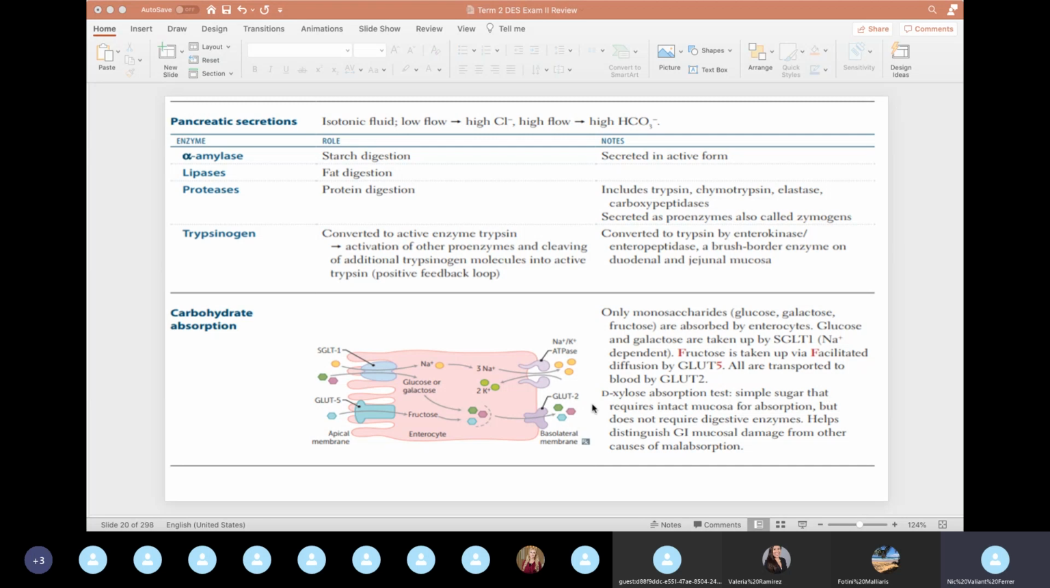Another high yield point here is the D-xylose absorption test. I think you can know more of this in term 4. This is a simple sugar that requires intact mucosa for absorption, but it does not require digestive enzymes. So it helps you distinguish between GI mucosal damage and other causes of malabsorption. This measures the absorption of a simple sugar, and in order to absorb it, remember, you need GLUT2 from the enterocytes, right? It does not require digestive enzymes.